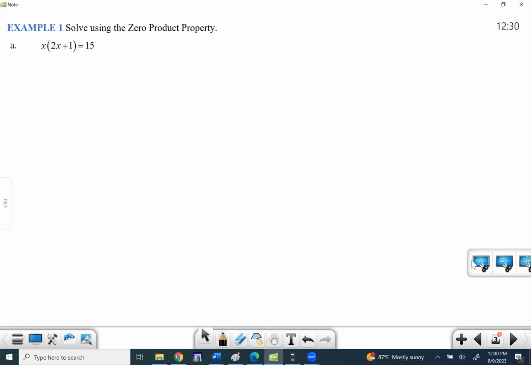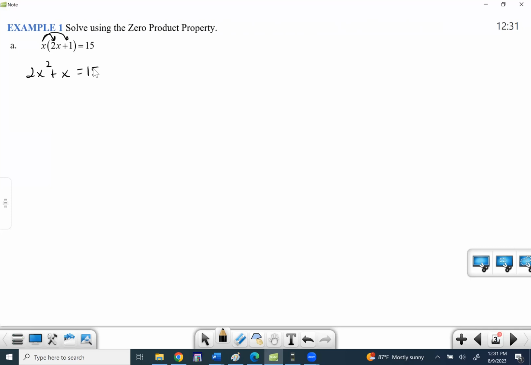All right, so here we go. I'm going to go ahead and start. And know that there will be a video link for this example 1A, some more like it. So factoring with the AC method. All right, here we go. So the very first thing we're going to do, you probably already knew, is we're going to distribute that x in. So that's going to get us 2x squared plus x equals 15.